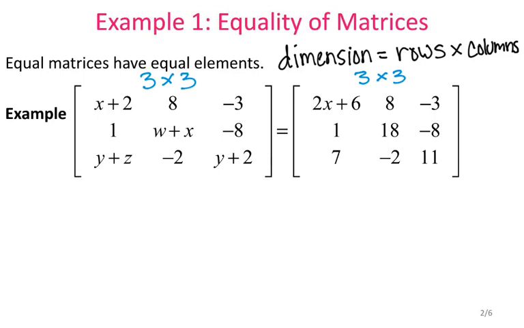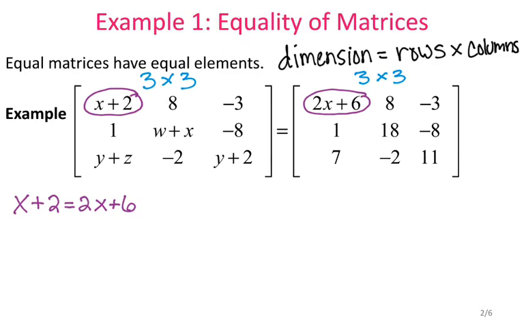So what we're doing with this example is we are using these equal matrices to solve for particular variables. So what I'm doing is I'm going to look at corresponding elements. Each term within your matrix is called an element. So this x plus 2 is in the first row, first column. This 2x plus 6 is also in the first row, first column. And since these two matrices are said to be equal to each other, I can go ahead and set those expressions equal to each other.